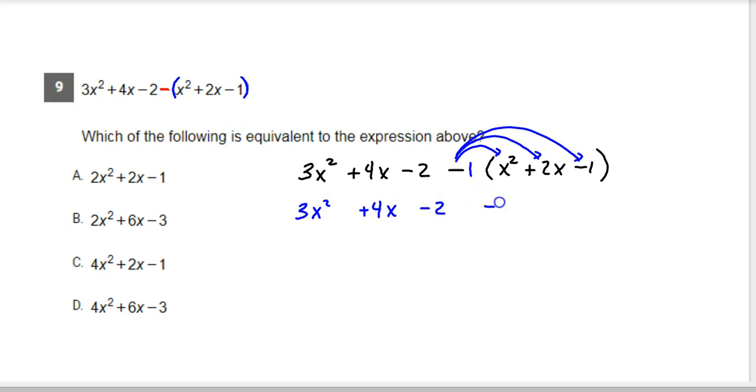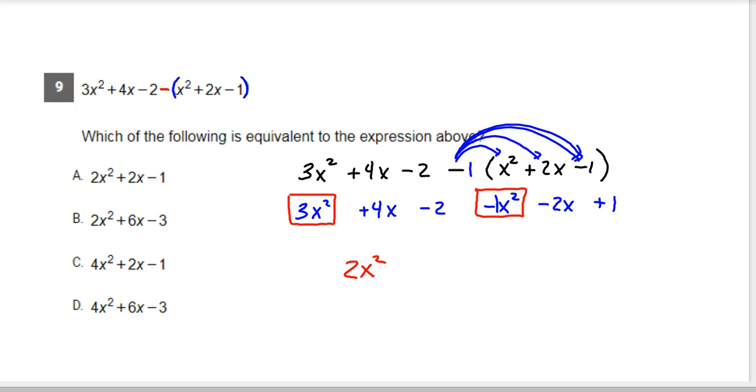This is going to be a minus x squared. It's actually a minus 1x squared, but you really don't need to write the 1. Minus 2x and a positive 1, because a negative 1 times a negative 1 is a positive 1. Now I just have a bunch of terms that I need to gather up my like terms. To be like terms, you have to have the exact same letters and exponents. So I have a 3x squared and a minus 1x squared. That's going to combine to make 2x squared.